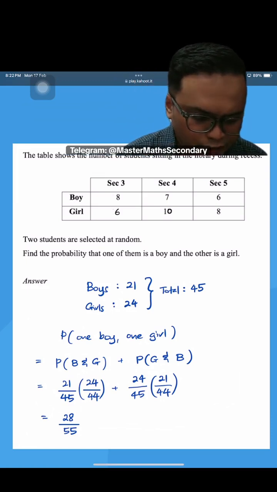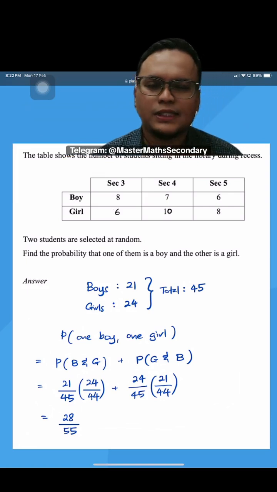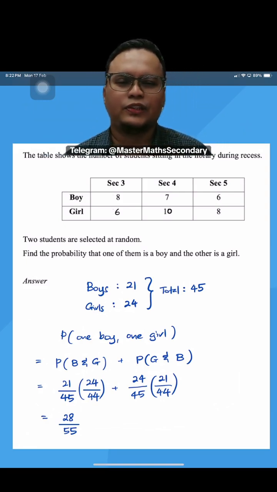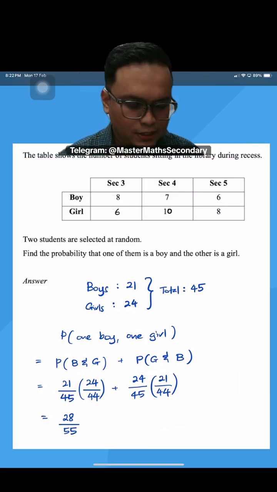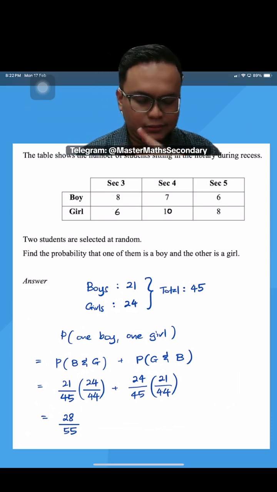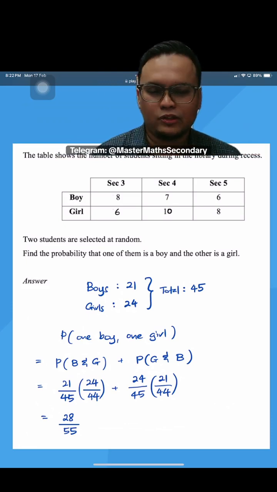Okay, so in this question here, you want to find the probability that the students are girls and one of them is a sec 3. So you are looking at one sec 3 girl and another girl who is not sec 3. Okay, so we are looking at choosing two students. One is a sec 3 girl and the other one is not a sec 3 girl.